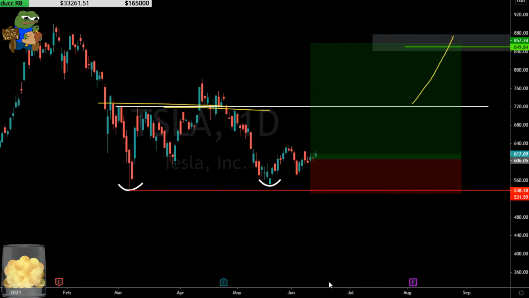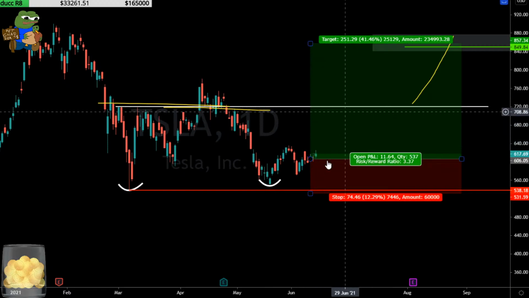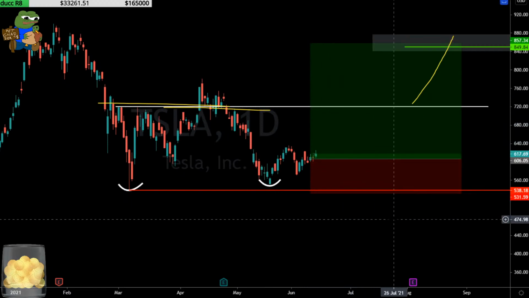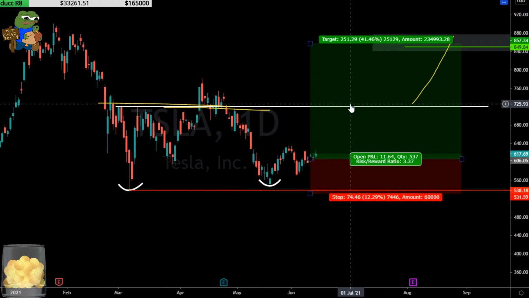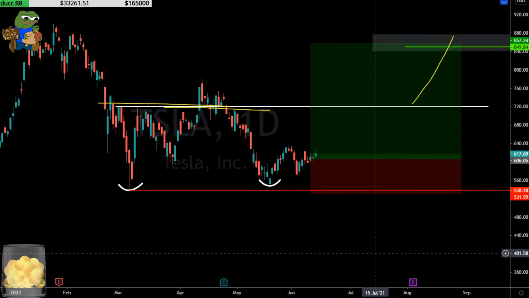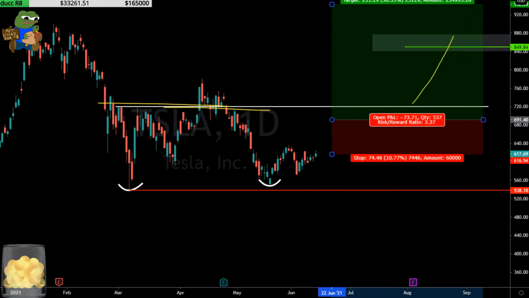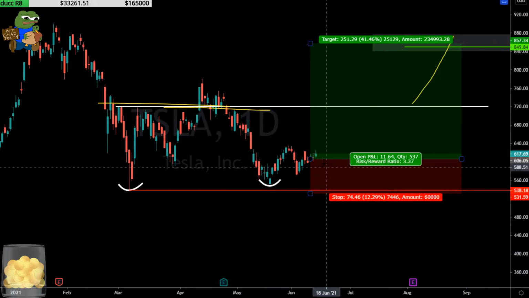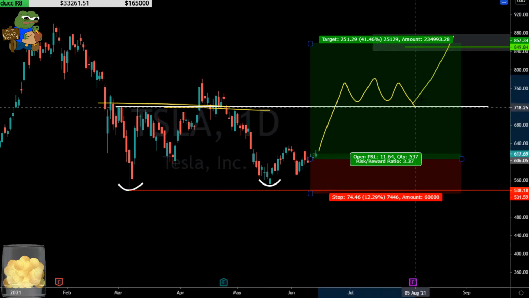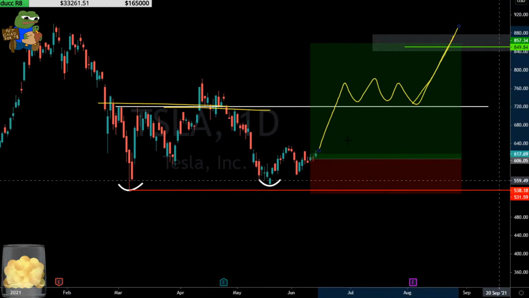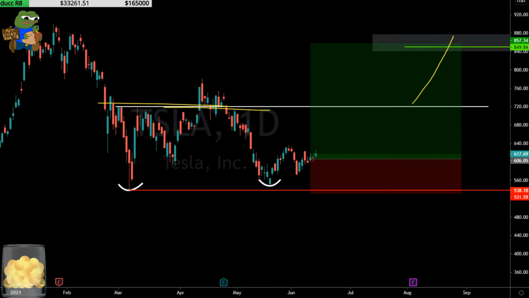So looking for continuation to the upside on Tesla here. See if you could get back to this neckline area at 7.25. If so, you need to flip that area, and then you can see 880. But for now, looking just fine.